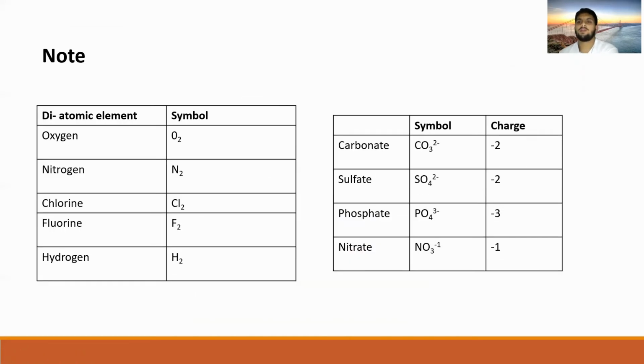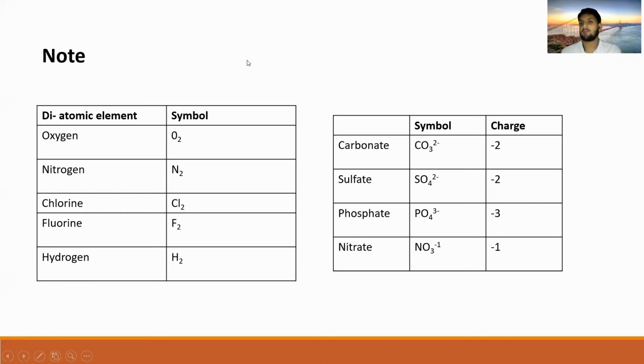All right. Now there are a few important notes that we have to make, because certain elements, when you compare them in the periodic table, are a bit different when we have to react them. So there's a small difference. For example, if you take this first table that we have here, these elements in the periodic table will be just O, just N, just Cl, just F, just H2.